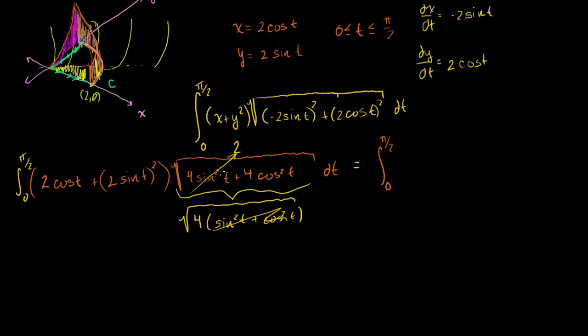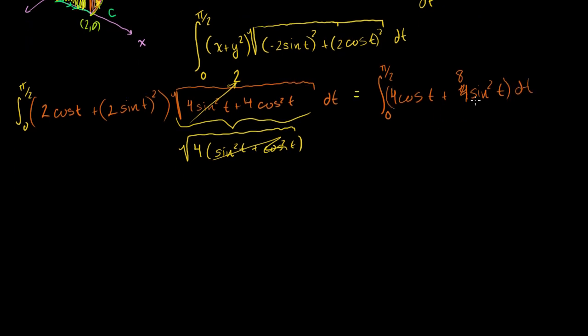But anyway, this thing simplifies. We have a 2 here, 2 times cosine of t. That's 4 cosine of t. And then here we have 2 sine of t squared. So that's 4 sine squared of t. And then we have to multiply it times this 2 again. So that gives us an 8. 8 times sine squared of t dt.